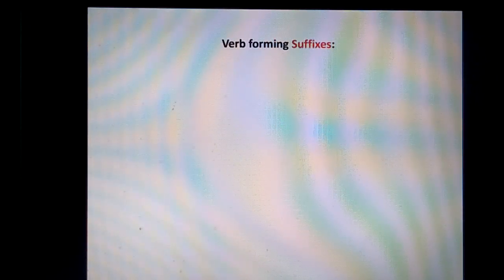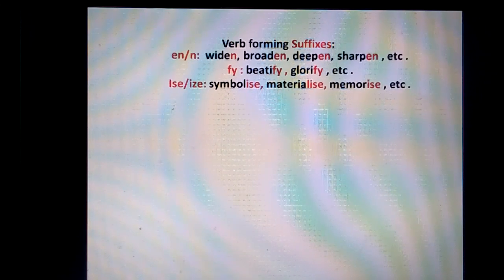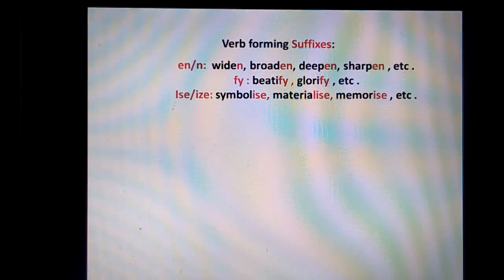Verb forming suffixes. Now we have some suffixes to make a word a verb. En or n: widen, broaden, deepen, sharpen, etc. Fy suffix: beautify, glorify, etc. Ize: symbolize, materialize, memorize, etc. These are very common words. Very often you will find these coming into your questions.